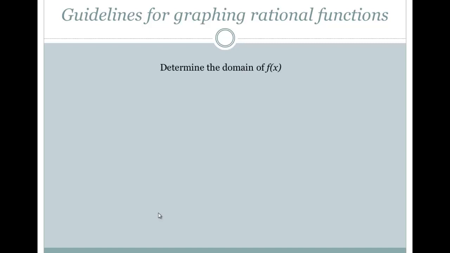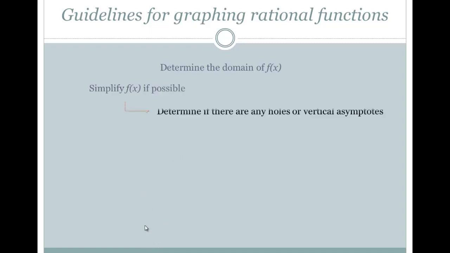Number one, we need to determine the domain of the function. Again, when we have a rational function, we want to find out when the denominator is equal to 0, and that's going to determine our domain. We want to simplify the function, see if I can cancel anything off in the numerator and the denominator. We saw one example where we were able to do that and one example where we couldn't. And now it's going to tell us if we have any holes or vertical asymptotes.